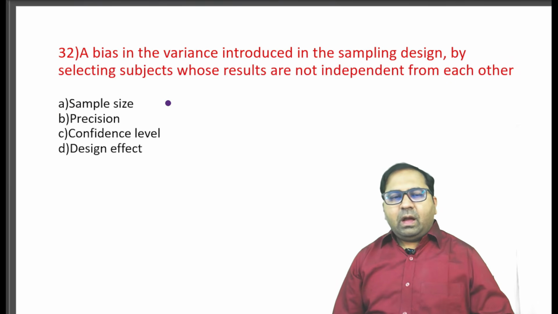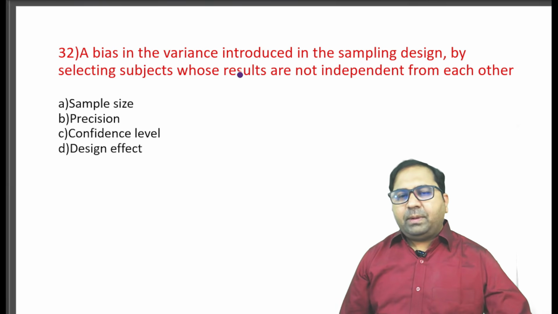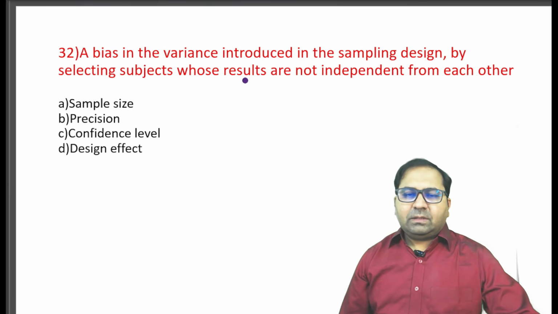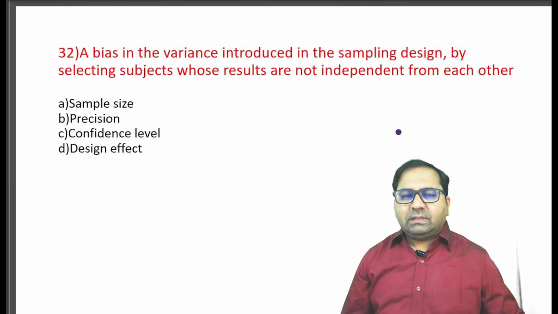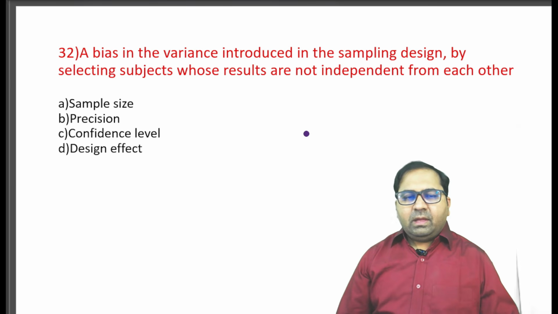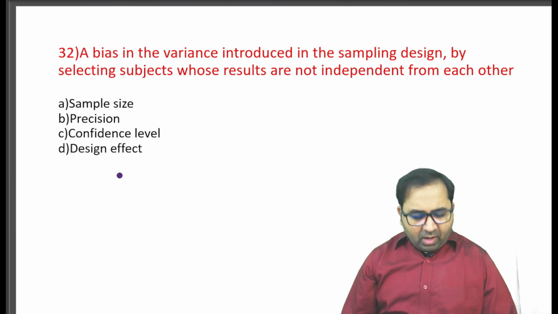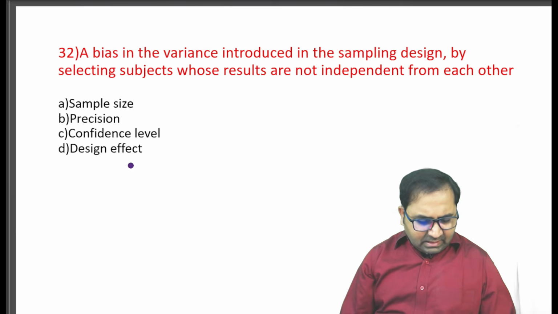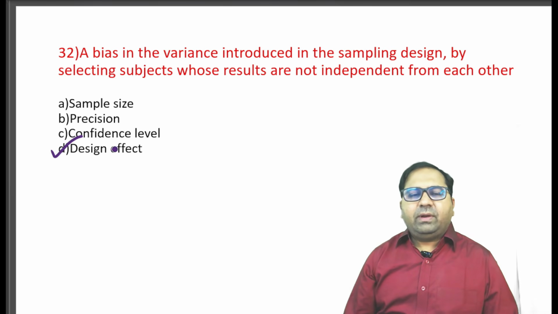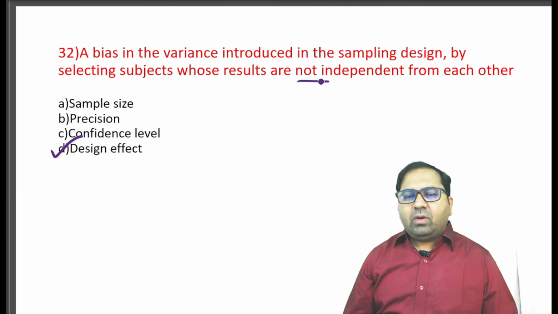Next question. A bias in the variance introduced in the sampling design by selecting the subjects whose results are not independent from each other. So what is this called? A, sample size, B, precision, C, confidence level, or D, design effect. The answer is D, design effect. Design effect is the bias in the variance introduced in the sampling design by selecting the subjects whose results are not independent from each other.